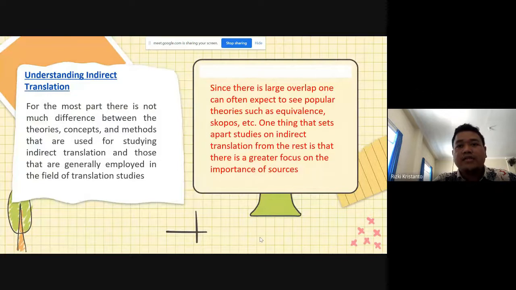Understanding indirect translation. For the most part, there is not much difference between the theories, concepts, and methods that are used for studying indirect translation and those that are generally employed in the field of translation studies. And since there is large overlap, one can often expect to see popular theories such as equivalence, skopos, and etc. And one thing that sets apart studies on indirect translation from the rest is that there is a greater focus on the importance of the sources. So in this technique, which is indirect translation, it is more focused on the importance of the sources or the ST itself.